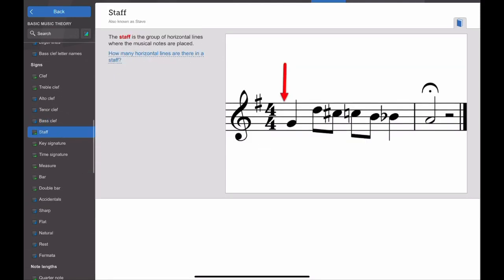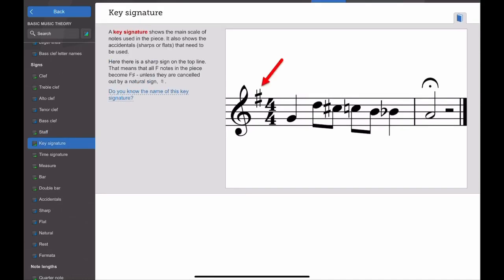So this is the staff. And once again, I'm really going to stress it. The musical staff has 5 lines and 4 spaces. 5 lines and 4 spaces. There isn't a reason in the world why any one of you should ever be getting this wrong. Count the lines. 1, 2, 3, 4, 5.